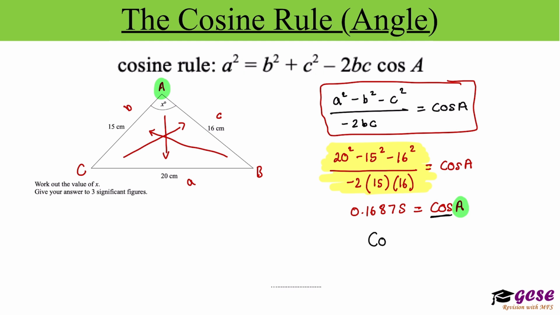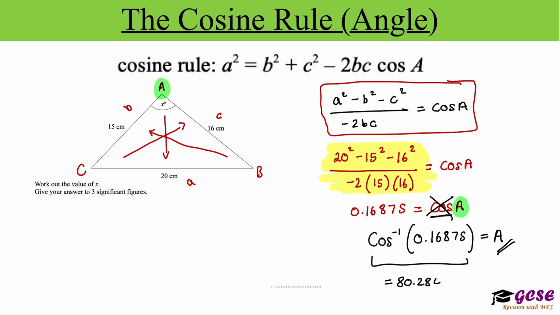Okay, so you're going to have cos minus 1, 0.16875. And by doing that, you've got rid of this cos because you've done the opposite. And now you're left with just A, which is what we want. So this is now what you're going to be typing into your calculator. So we've got shift cos, that gives you cos negative 1, 0.16875, close your brackets, and that's going to give you an answer of 80.28485063.